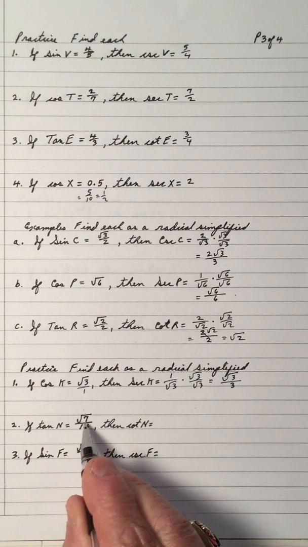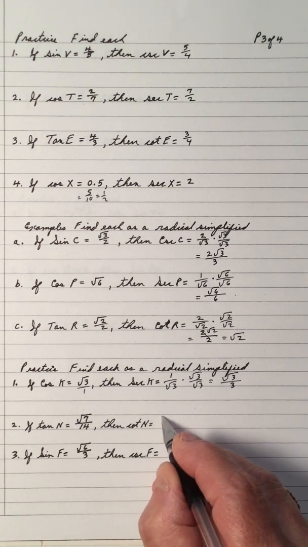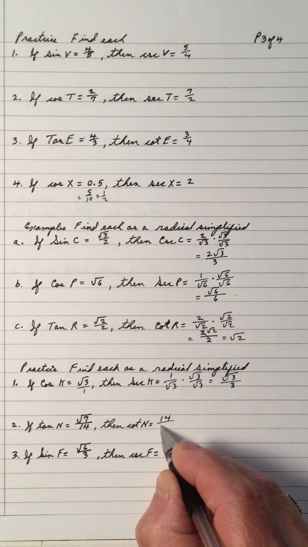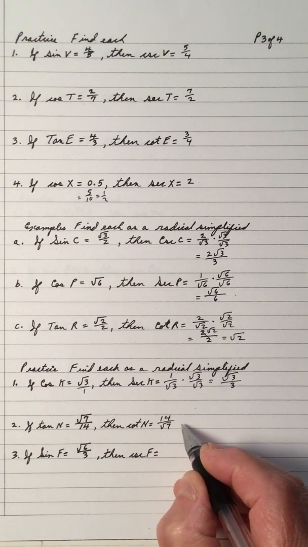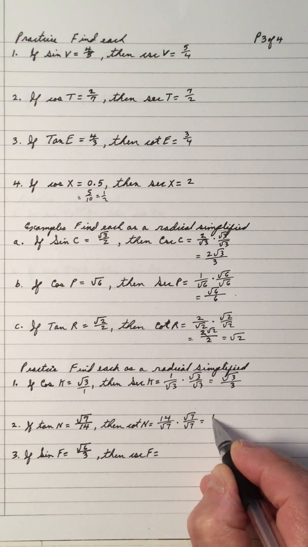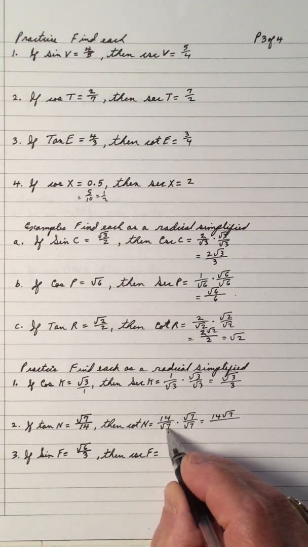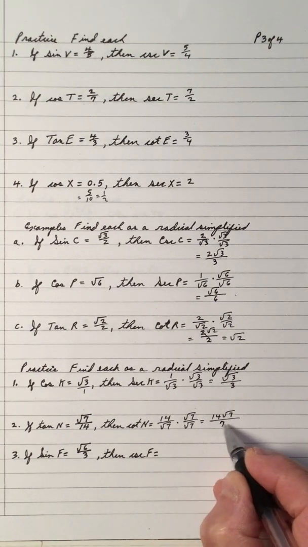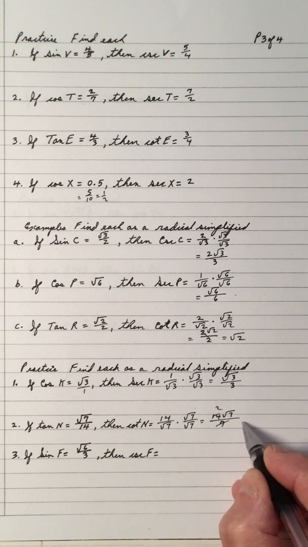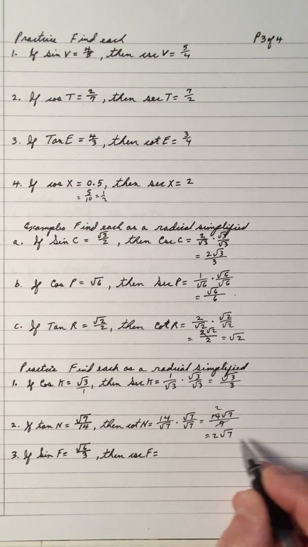And the tan of n is root 7 over 14. Then the cot of n is 14 over root 7. And we multiply by the conjugate, which is root 7 on top and bottom. That gives us 14 root 7 in the numerator. Root 7 times root 7 is 7. 7 goes into 14 twice, so we get 2 root 7.